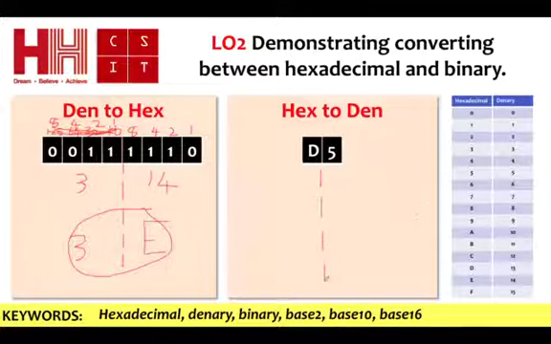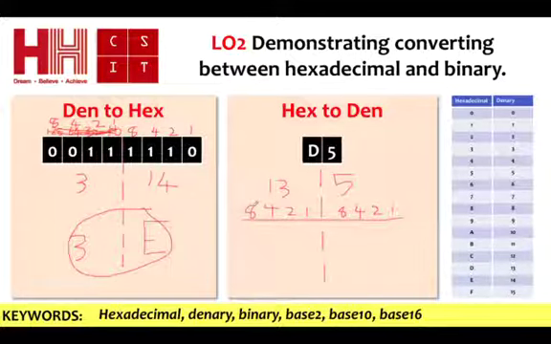Now D in hexadecimal is going to be 13. So I'm going to write down 13. 5 in hexadecimal is going to be 5 in denary. Now we're going to split this into 2 nibbles. So we have 1, 2, 4, 8. Same here. 1, 2, 4, and 8.